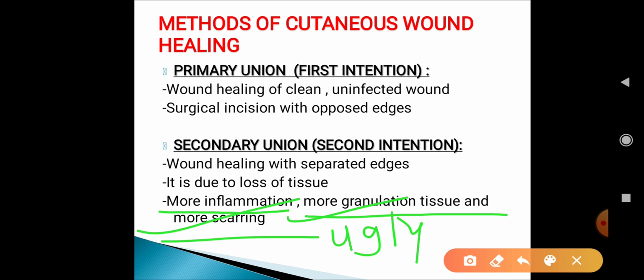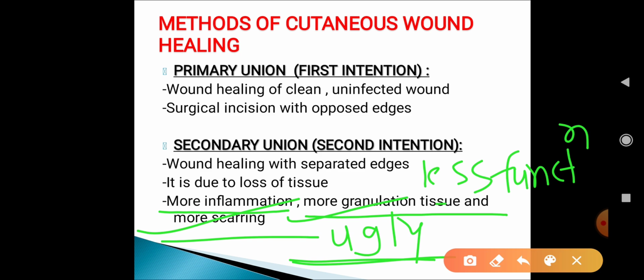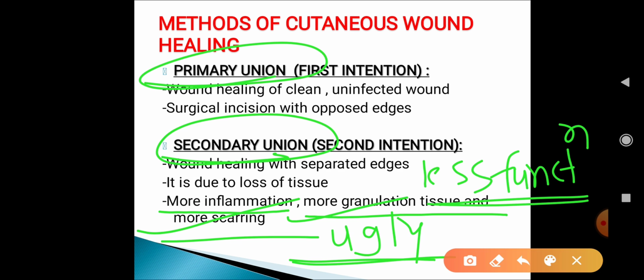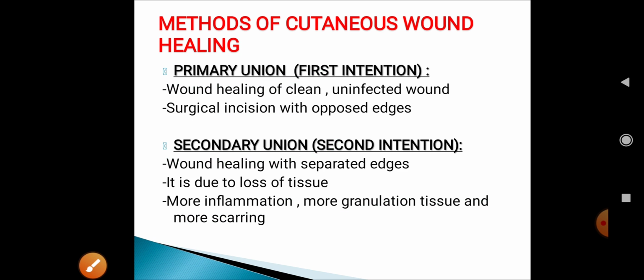The healing by the secondary union will look cosmetically ugly, and most importantly, it is a contracted wound, so it is less functional. I mean, it cannot function properly. That affected area will be less functional. So we don't want healing by a secondary union. The primary union is the best way of healing, but these are the two ways of healing.